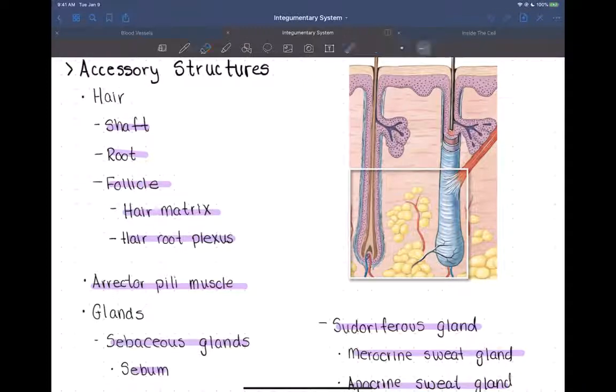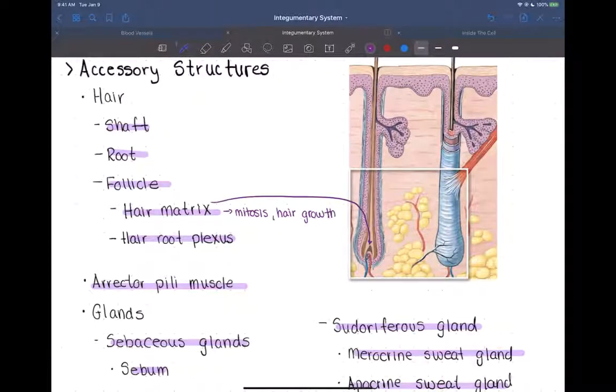So let's first talk about the matrix of the hair, okay? And so the matrix of the hair isn't shown all that well. You can kind of see it. It's this dark spot here on the hair. Okay, and so I'll point to it here. All right, that's the hair matrix. The importance of the hair matrix is that it has cells that undergo mitosis. All right, so mitosis, this is where the hair grows. It grows from the matrix of the hair follicle.